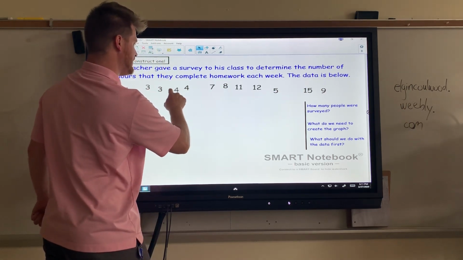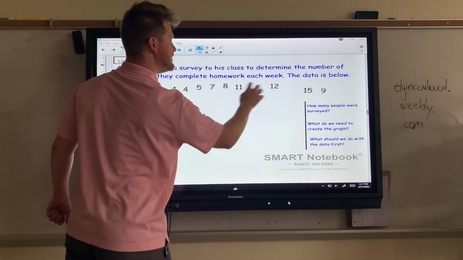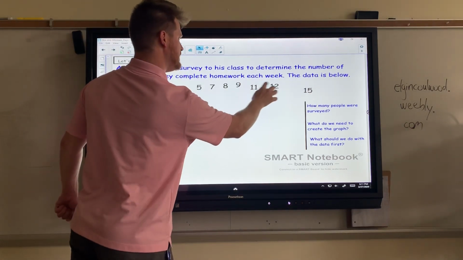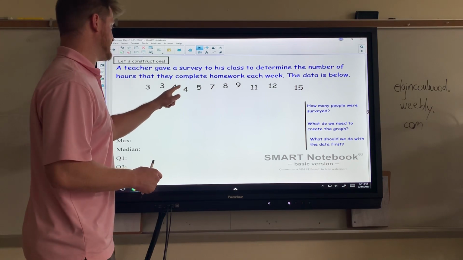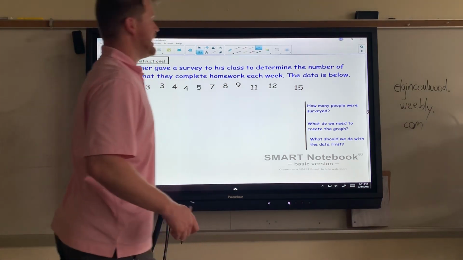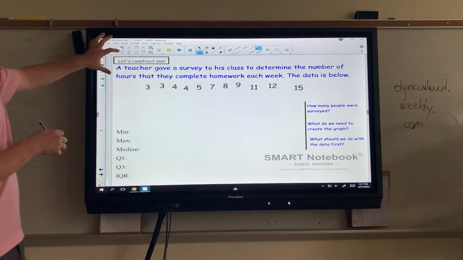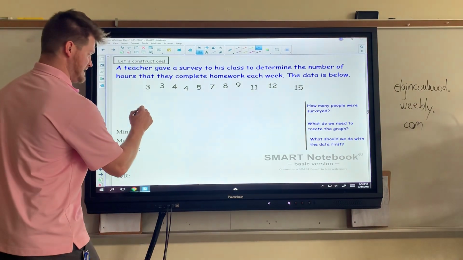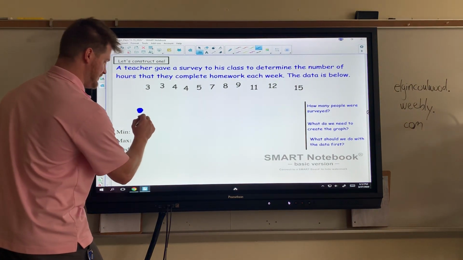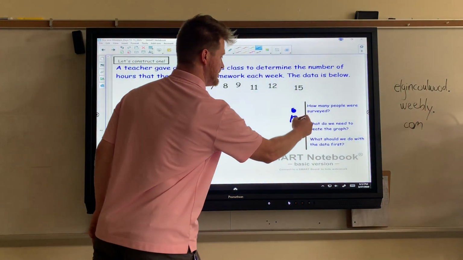Got another 4, 5. So it's 3, 3, 4, 4, 5, 7, 8, 9, 11, 12, 15. All right, now we have it in order from least to greatest. Now we can go ahead and start making our box and whisker plot. So the number line obviously has to span from 3 to 15. So if we were to make this, obviously the minimum is going to be above the 3. The maximum is going to be above the 15.